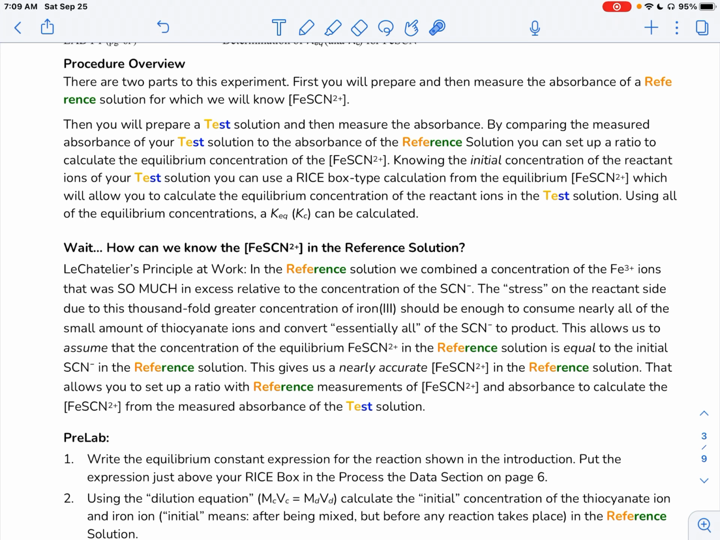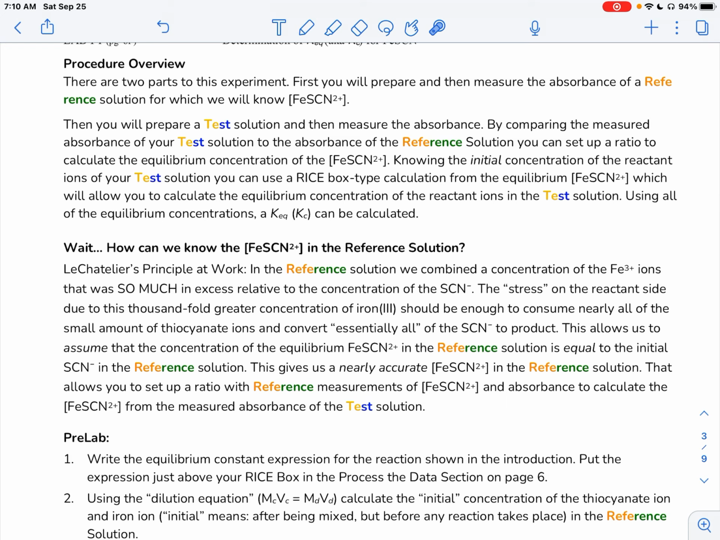what the procedure is going to be. So we're going to make 2 different solutions. Each group will make 2 different solutions. We're going to start with everyone making the reference solution. And then each group is going to make a different test solution, and we're going to be able to use that information together to calculate our equilibrium constant.